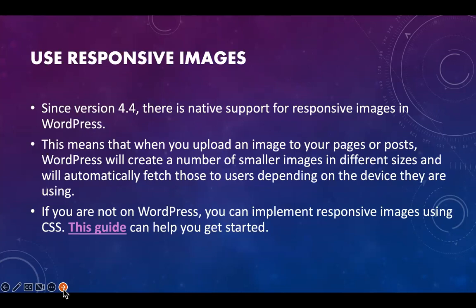The next thing is use responsive images. Since version 4.4, there is a native support for responsive images in WordPress. This means that when you upload an image to your pages or posts, WordPress will create a number of smaller images in different sizes and will automatically fetch those to use depending on the device being used. If you are not on WordPress, you can implement responsive images using your CSS, and there's a plugin that can actually help you do that.